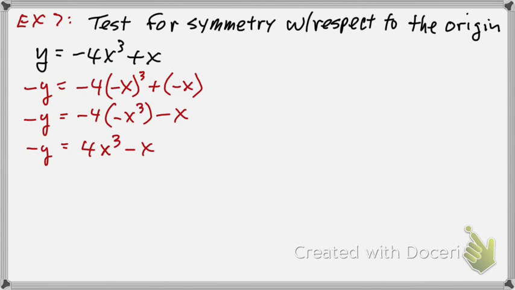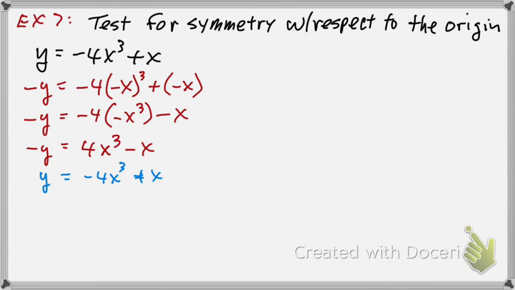Do I say it's not symmetric about the origin? Anybody compare that last line in the red to what we started with? Notice anything? Both by -1. Excellent. So I'm going to divide both sides, or each term, by -1. So I get y equals negative 4x cubed plus x, which is what we started with. So I could say, yeah, that's got symmetry about the origin.